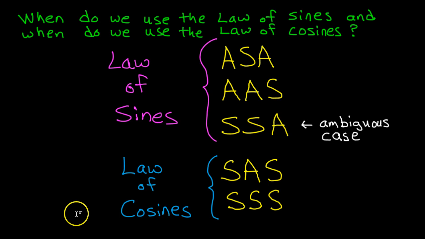Let's spare a moment to think about when we use the law of sines and when we use the law of cosines. If you are given angle-side-angle, or angle-angle-side, or side-side-angle, that's when you're going to use the law of sines. Of course, side-side-angle is the ambiguous case, where you have to figure out whether or not you have one triangle, two triangles, or no triangles at all.